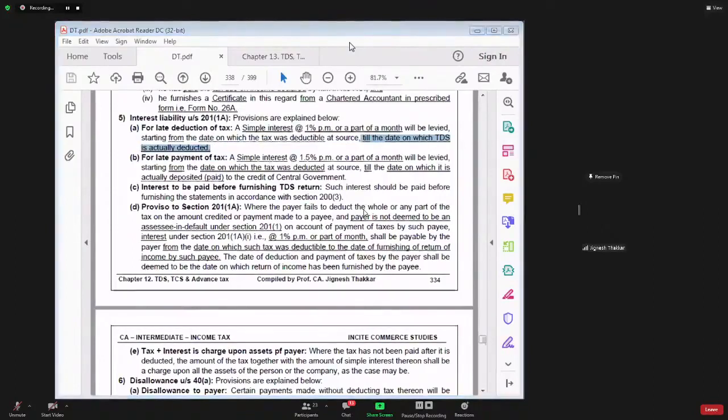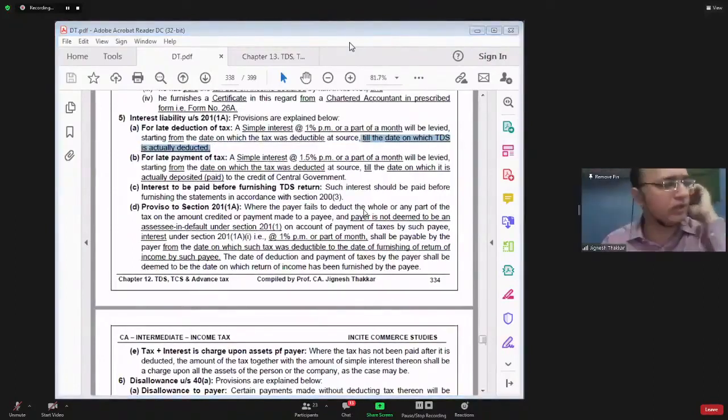Let me give you an example to make you understand this. Say, for example, Inside Commerce Studies is paying me 50,000 on 15th May. So when should they deduct TDS? They are paying me professional fees of more than 30,000. They should deduct TDS at the rate of 10% under section 194J.